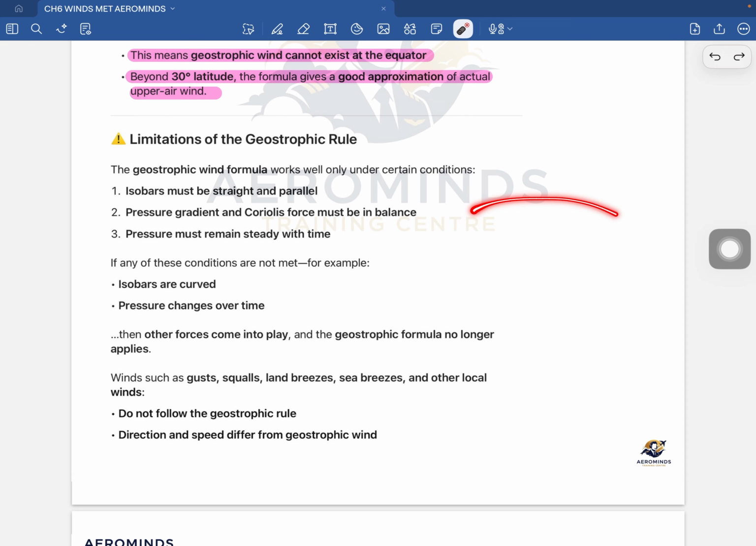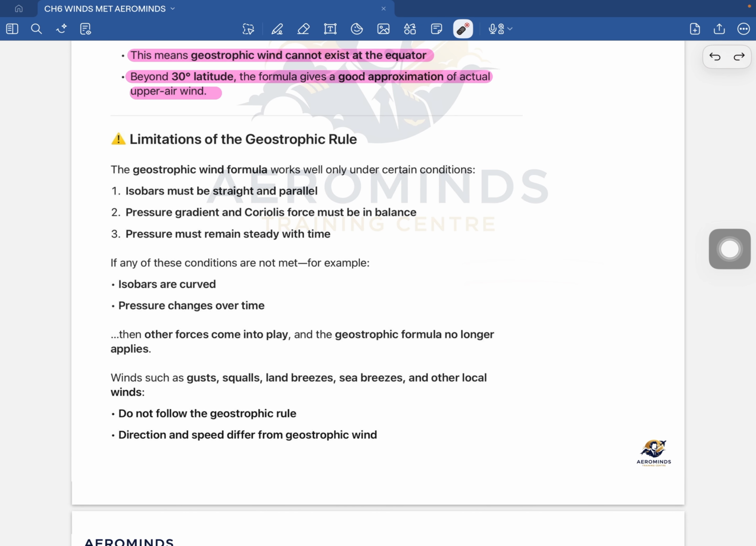Straight means they should not be curved or anything, they should be exactly straight. Okay, and parallel means they should not be converging or diverging. They should not be doing this. And this condition is important because geostrophic wind assumes a very simple pressure pattern that is straight.